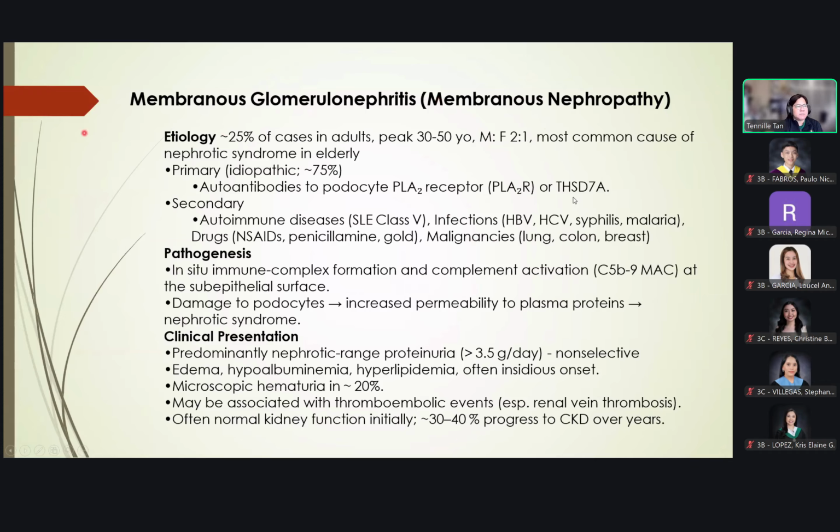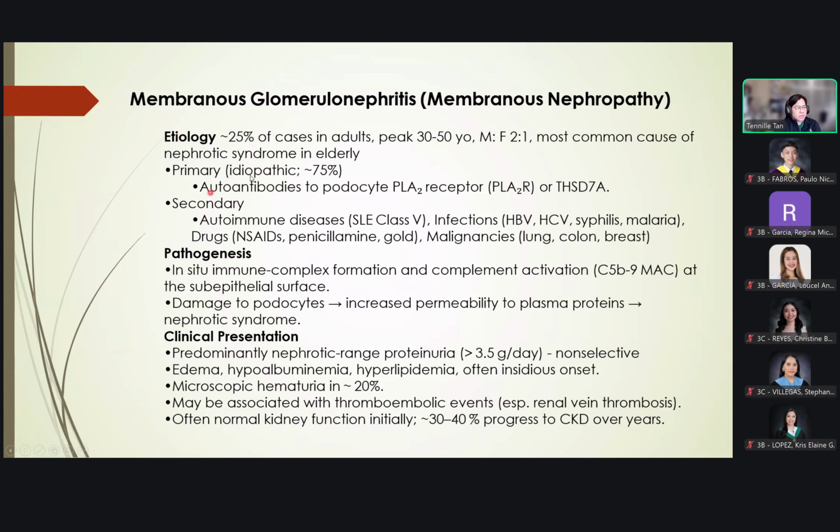Peak incidence is between 30 to 50 years old. There is a male to female preponderance of 2:1. And it's the most common cause of nephrotic syndrome in the elderly. So we mentioned before that the most common cause in children is MCD. And here, this is the most common nephrotic syndrome in elderly patients.